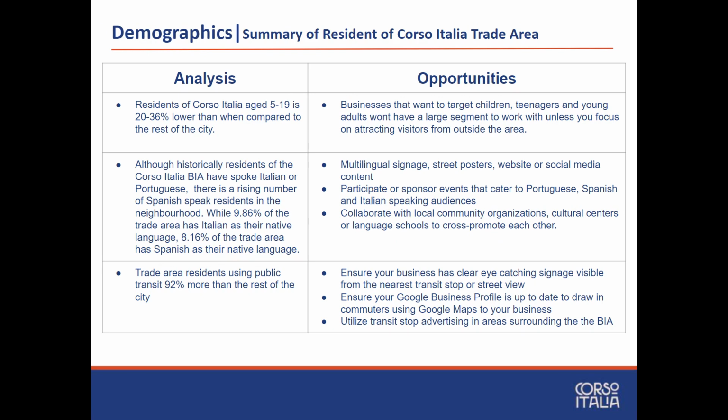Clair. As well as another thing we've noticed is that historically speaking, the Corso Italia BIA residents have spoken an overwhelmingly high number of them spoke Italian or Portuguese, but that number is changing, and we're noticing a significant change in this community as well, where 9.8% of trade area residents are currently only speaking Italian as their native language, while 8.616% of the trade area has Spanish as their native language.